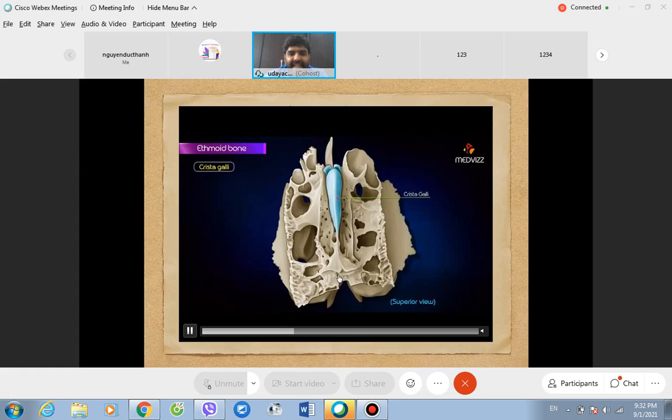Coming to the crista galli. Crista galli is a triangular structure which is located in the cranial fossa above the cribriform plate.